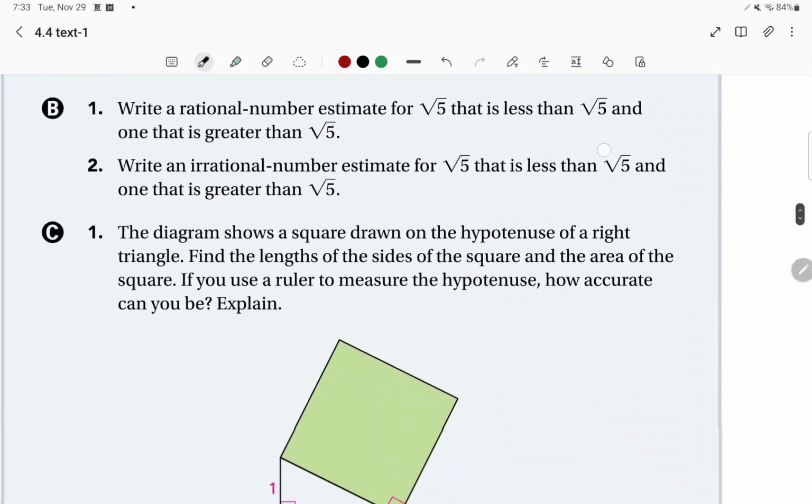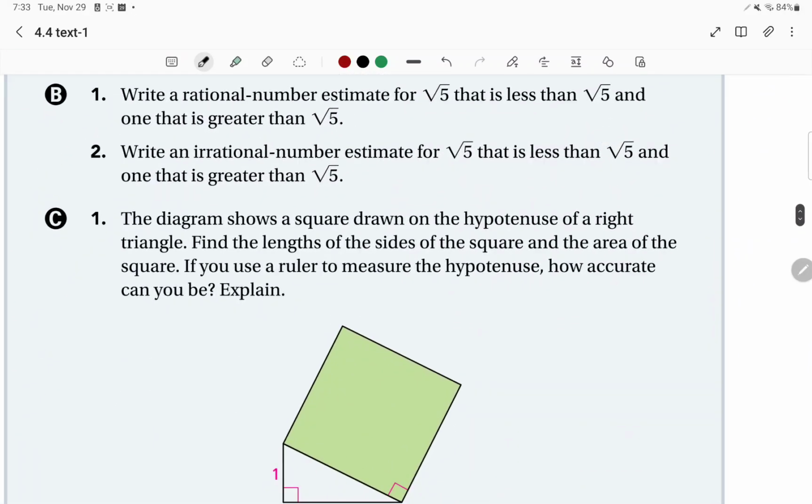Let's take a look at B. Write a rational number estimate for the square root of 5 that is less than the square root of 5, and one that is greater than the square root of 5. Number 1 is asking for a rational number, so that is a terminating or repeating decimal. Number 2 is asking for an irrational number estimate, so do not use a calculator in part B. Go ahead and do part B and then come back to the video.